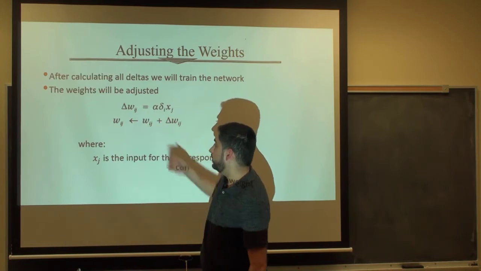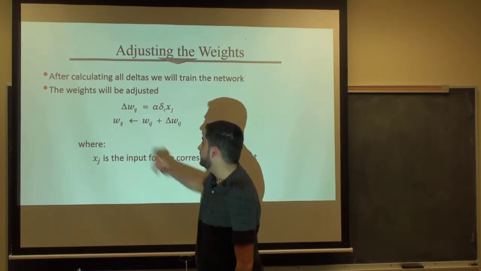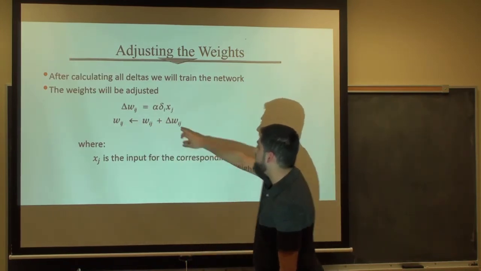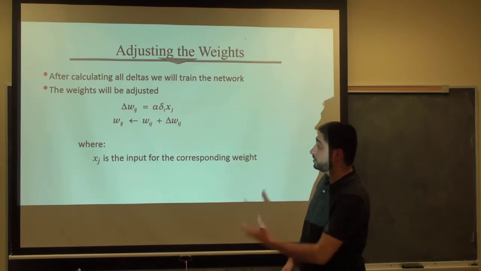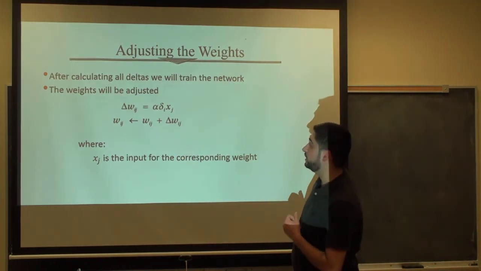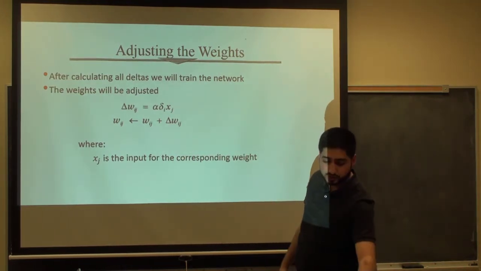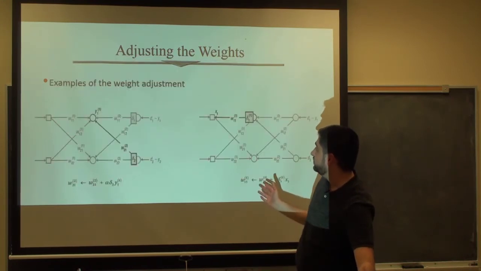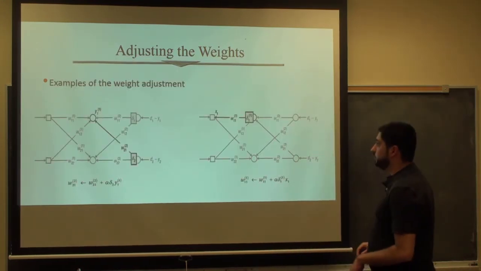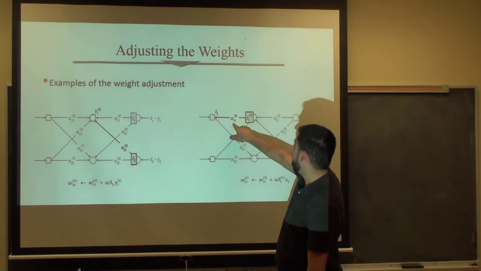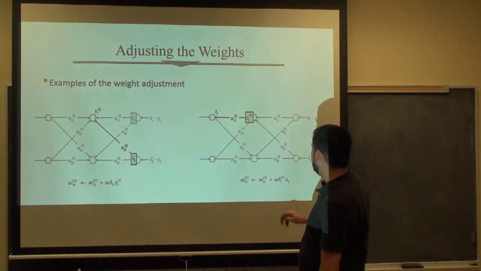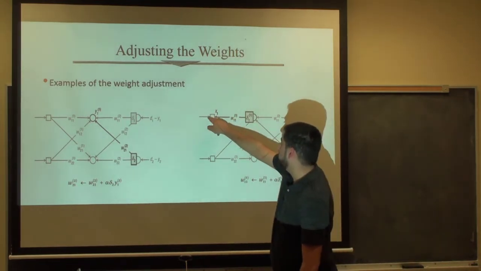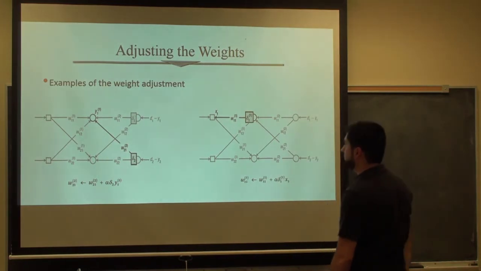This is the original weight value, and we get an updated weight value. And this is delta weight, which is derived from our delta rule. To better understand it, we have an example here. For this example, if we want to update this weight, which is W11, we know our X, it's going to be just X, because it's the input from here.